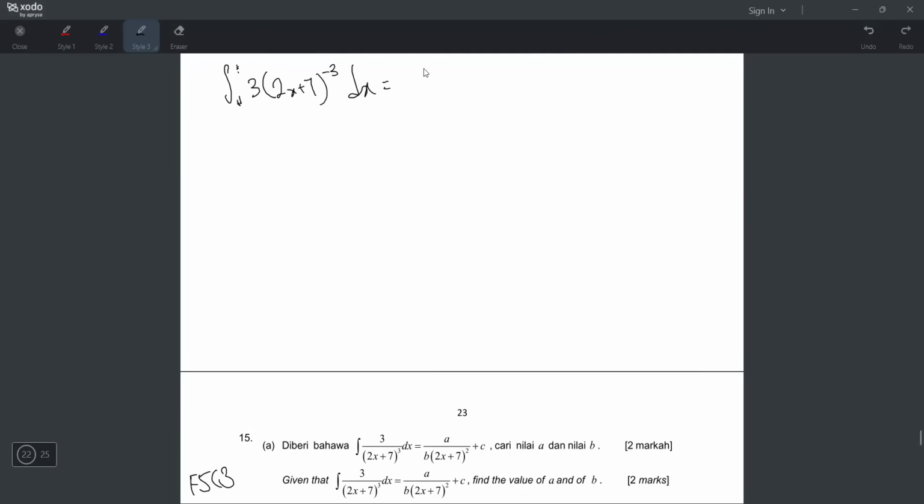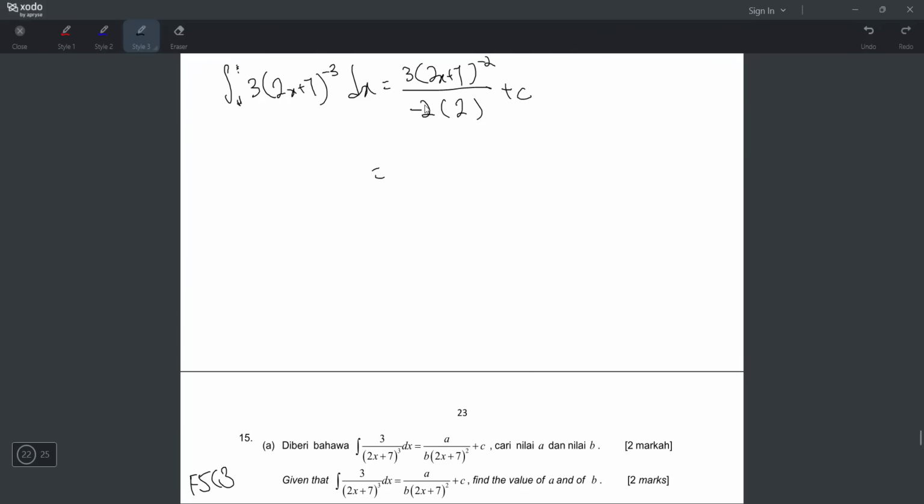Alright, let's integrate now. For this kind of expression, I will integrate using the special way. The special way is like this. (2x plus 7) power -3, and then the power straight away plus 1 jadi -2. Divide with the power -2 but we have to differentiate dalam bracket sekali. Okay, so differentiate 2x is 2 and differentiate 7 is 0 like that. Okay, and don't forget to write plus C lah.